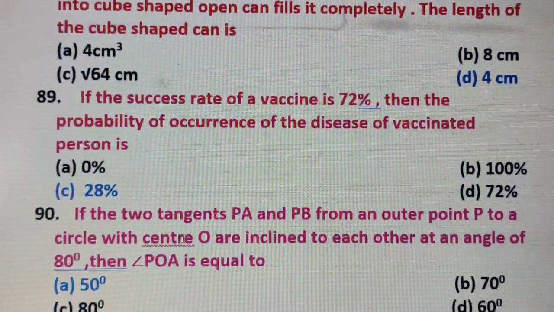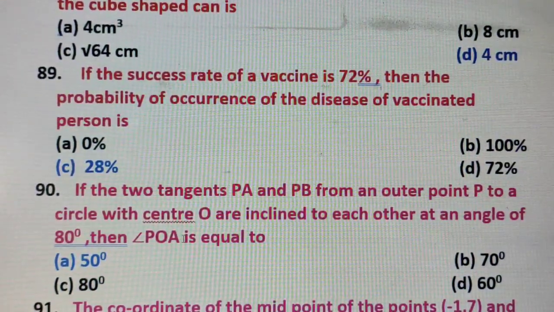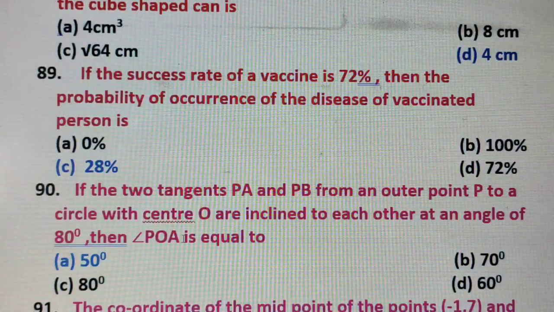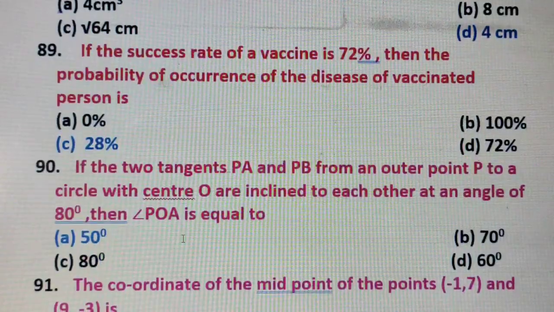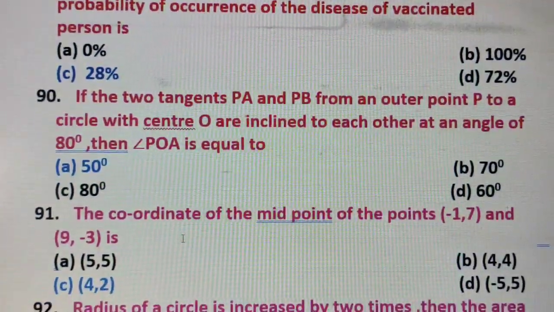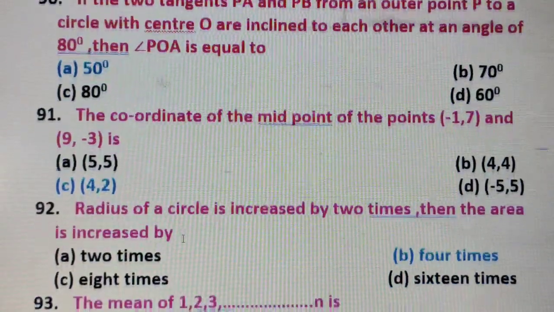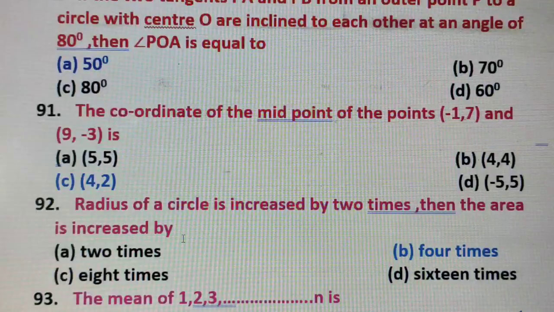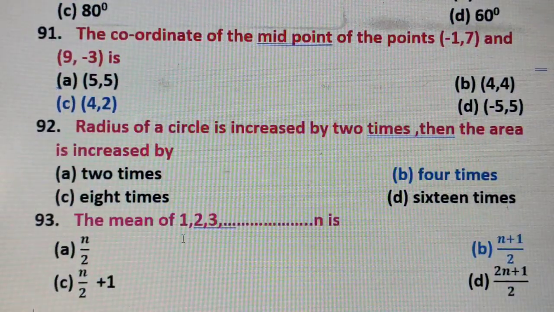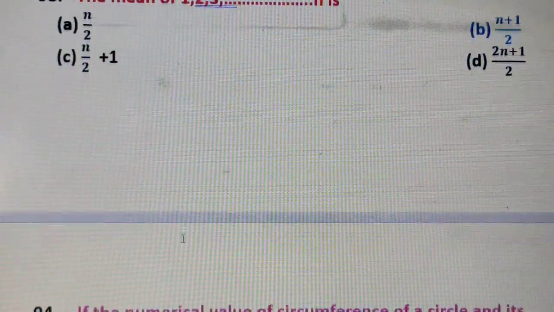If the two tangents PA and PB from an outer point P to a circle with center O are inclined to each other at an angle 80 degree, then angle POA equals 50 degree. The coordinate of the midpoint, by the midpoint formula, we get 4, 2. If the radius of a circle is increased by 2 times, then the area? We know that area equals pi r square, that is 2 square, which is 4, the answer will be 4 times.